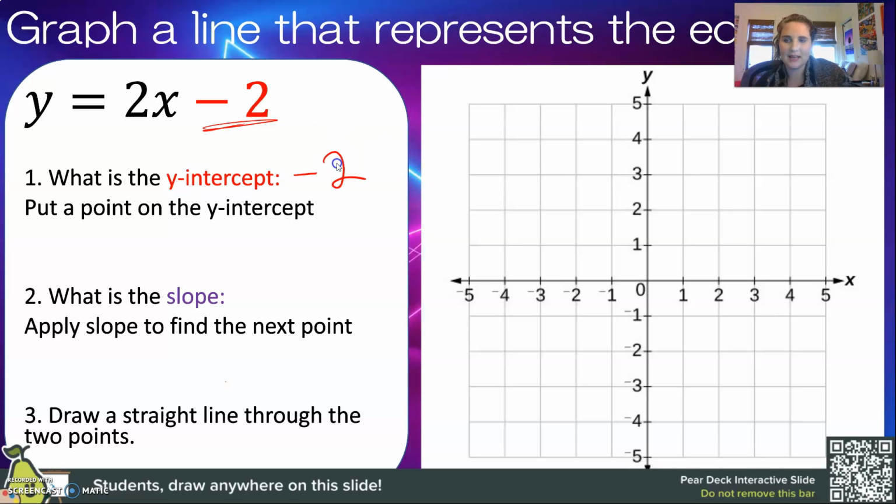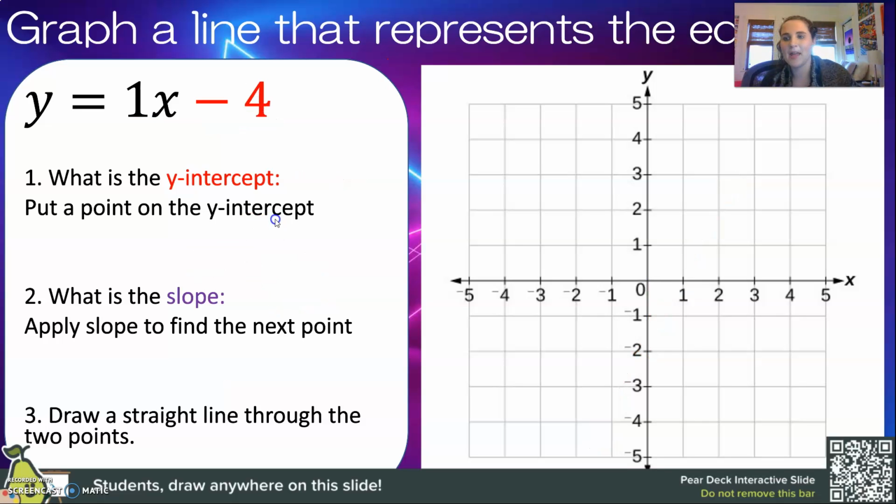So I'm going to put a point on the y-intercept. There it is. There's a point. I already have 1 point. Now, what is the slope? Well, the slope is 2, so the slope is 2 over 1. Apply the slope to find the next point. So I have a rise of 2, a run of 1. So from my y-intercept, I'm going to rise 2, run 1, and then put a point on the place where I ended up. So I ended up here. And now I have 2 points, and I can draw a straight line through my 2 points, and there's my line.